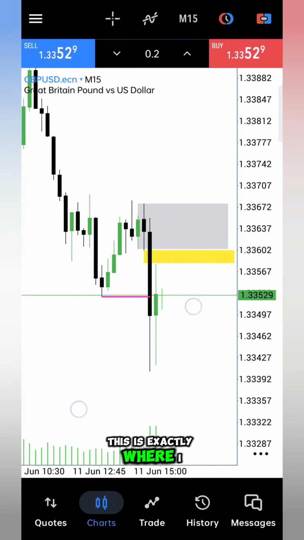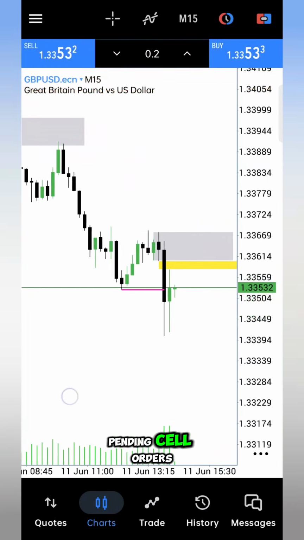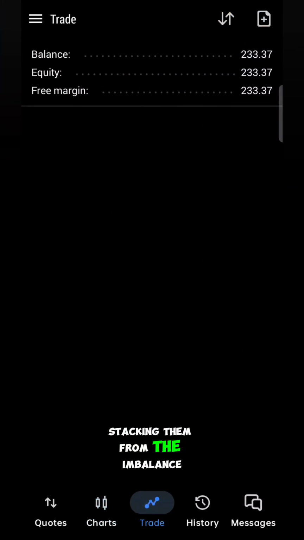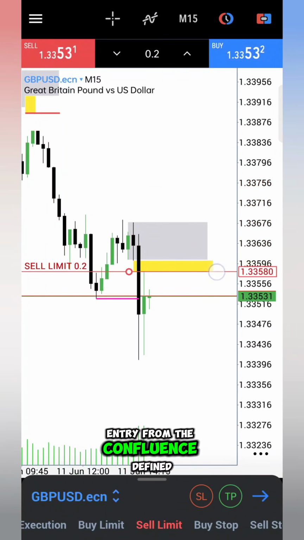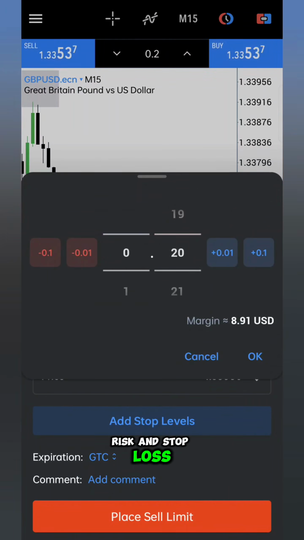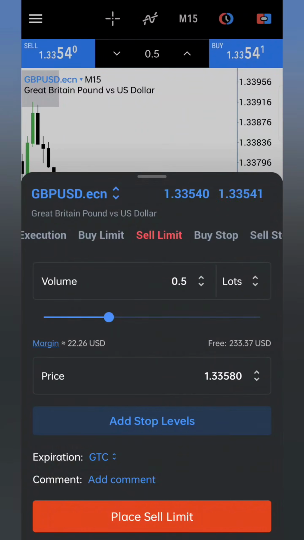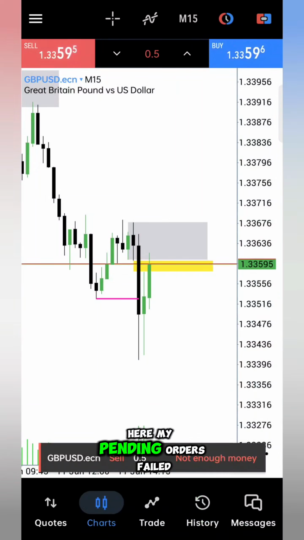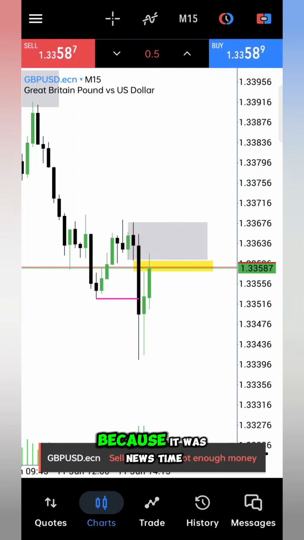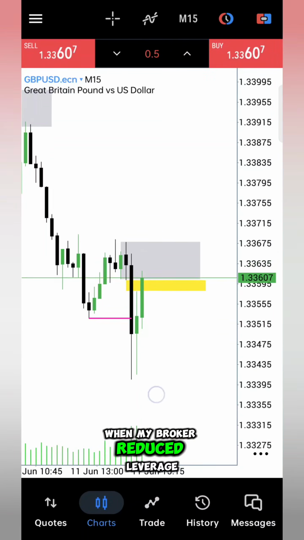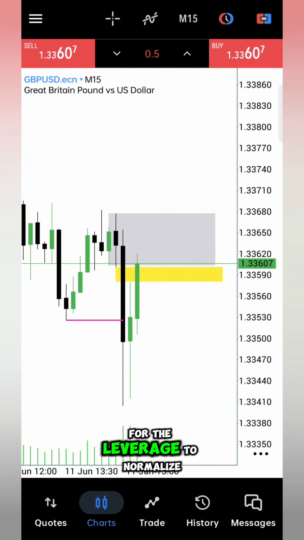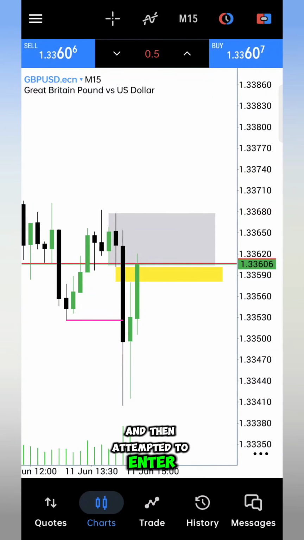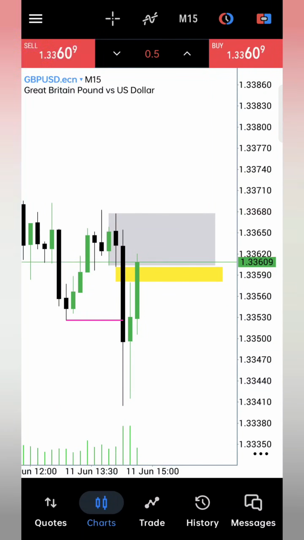This is exactly where I started placing all of my pending sell orders, stacking them from the imbalance area all the way through the order block. Entry from the confluence, defined risk, and stop loss above the order block. Here my pending orders failed to fill because it was news time when my broker reduced leverage on the account. So I decided to wait for the leverage to normalize and then attempted to enter with a market order instead.